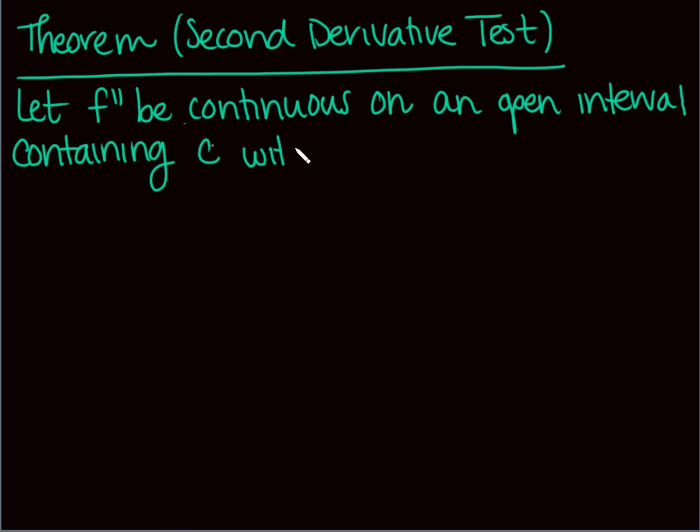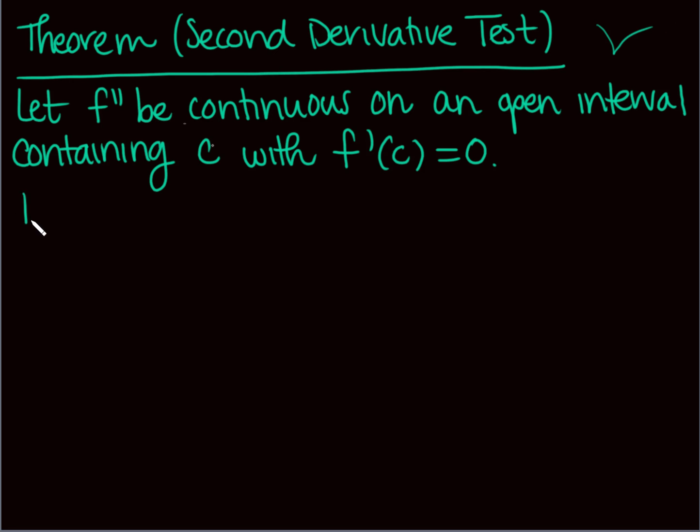And here's the other thing I need. I need c to be a critical point, and not only that, but a critical point such that the first derivative is 0. Remember, critical points can occur where the first derivative is either 0 or undefined. If we're using the second derivative test, I need it to be 0, because if it's undefined, I have a cusp or something, and that's not going to work with the second derivative test.